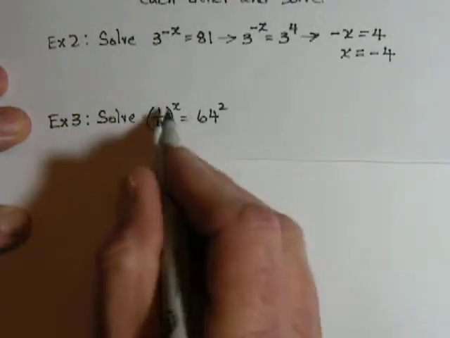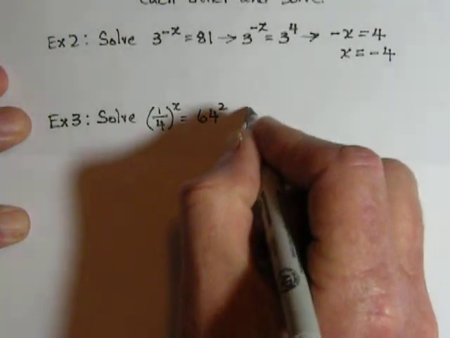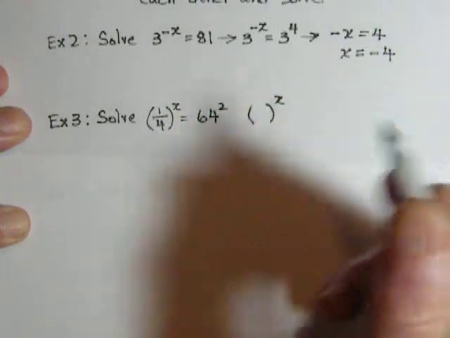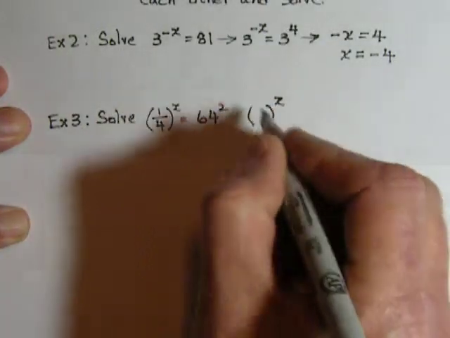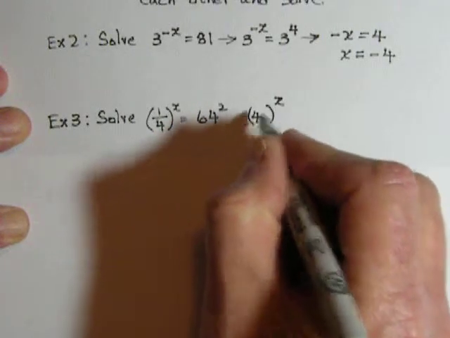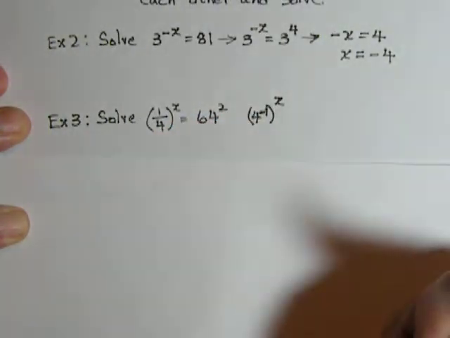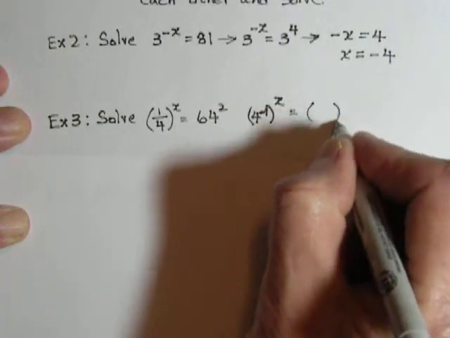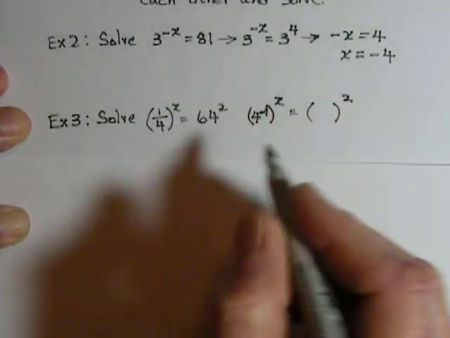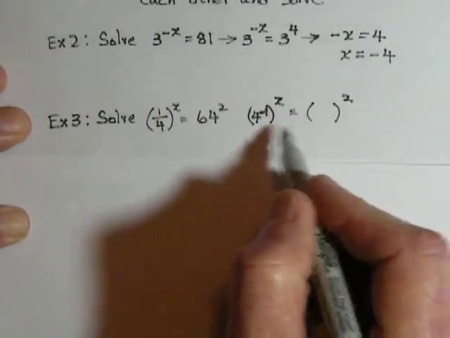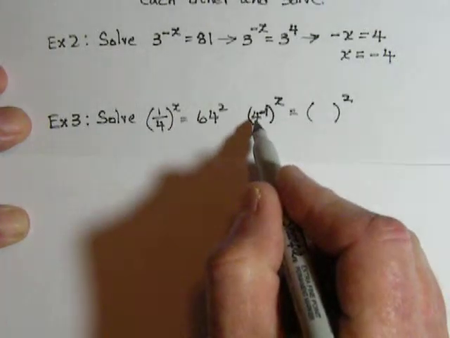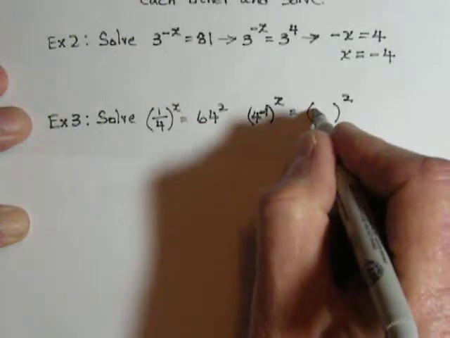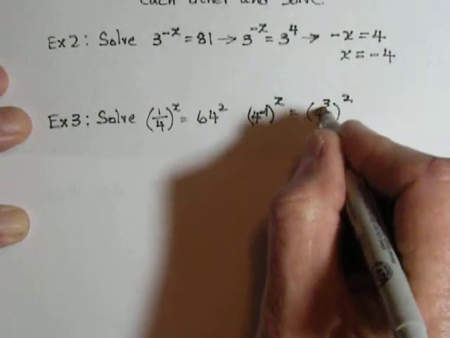So I'm going to write the left-hand side. Now notice what's happening. Here's what I'm going to do. I'm going to replace the 1/4 with 4 to the negative 1 power. Now on the right hand side, I still have this squared. I'm going to rewrite 64. Now remember, I have to have both sides in terms of the same base. So it is true that 64 can be written as a power of 4. As a matter of fact, 64 is 4 to the third power.